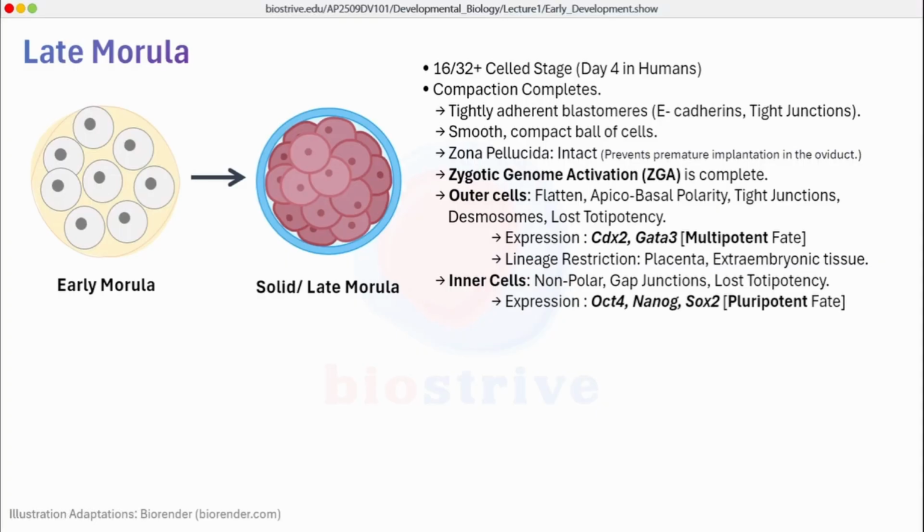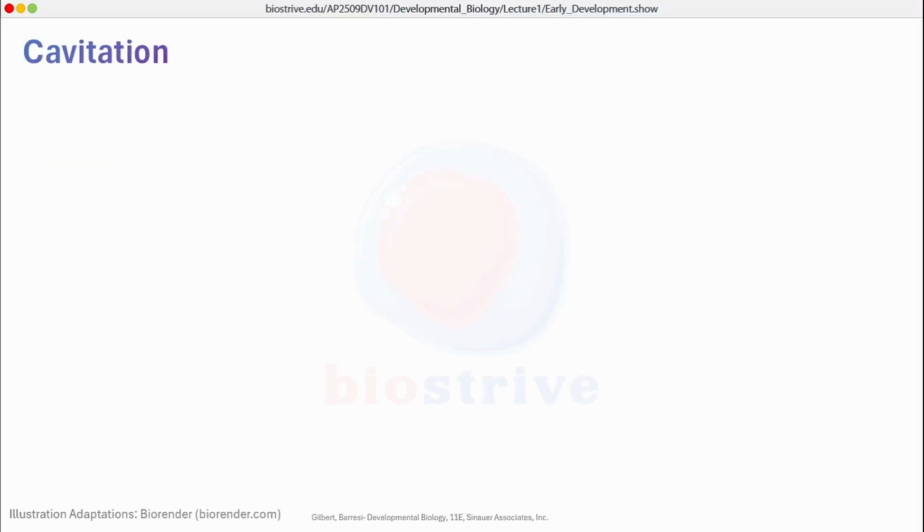In case of inner cells, we have expression of OCT4, NANOG and SOX2, which will bring about the pluripotent fate, and these inner cell mass cells can give rise to the entire body but cannot give rise to the placenta as well as extraembryonic tissue. Though some of the extraembryonic tissue, like some part of the yolk sac as well as the amnion, is still derived from this inner cell mass. Now we will talk about the process of cavitation.